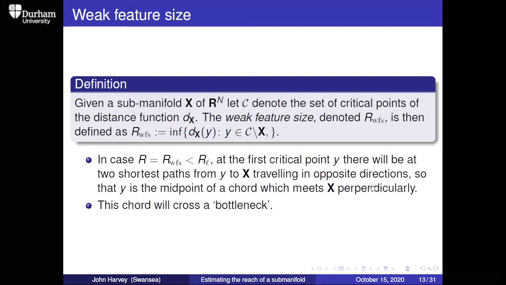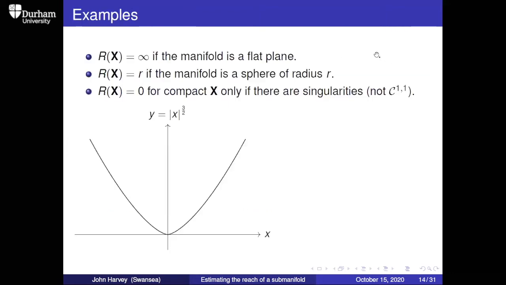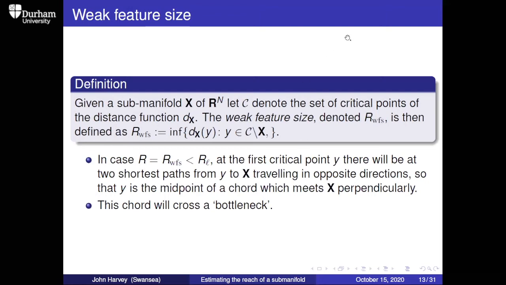Now, what happens in this case? At the first critical point, it turns out there's going to be 2 shortest paths traveling to it in opposite directions. So you have the chord crossing a bottleneck. I think that picture, no, I don't have the picture. It's the same picture I've been drawing again and again.